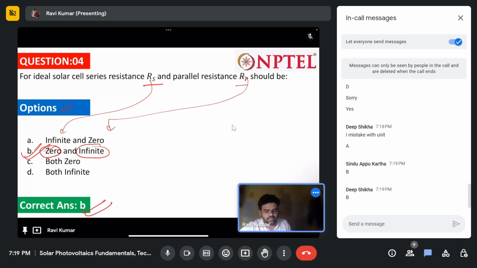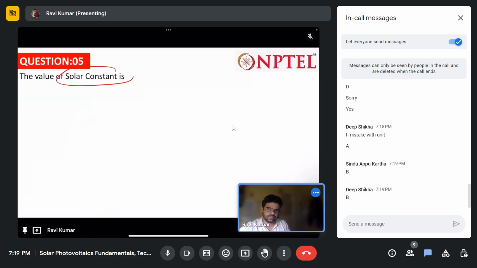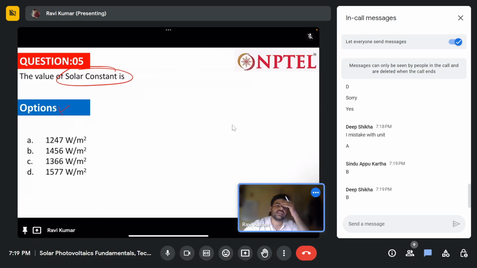Let's move forward. The value of solar constant is, these are the options. This question is repeated from the first slide, first week. Value of solar constant. A, B, C or D?